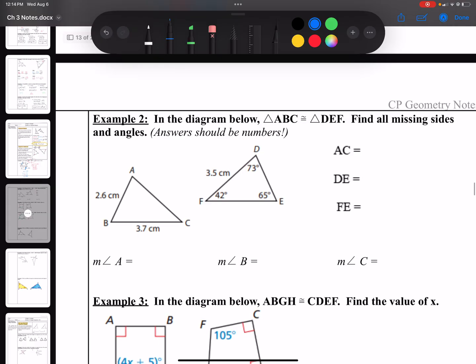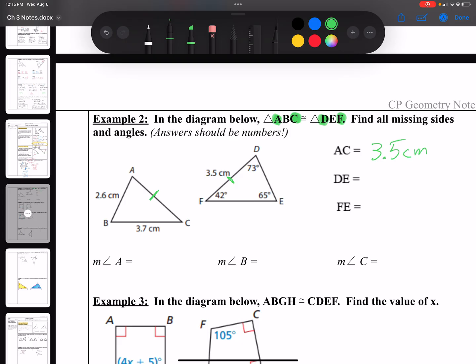In the diagram below, triangle ABC is congruent to triangle DEF. Find all the missing sides and angles. Your answers should be numbers. Okay, so let's take a look here. First things first, why don't we go with AC? That's listed first. AC is the outer two letters here. What are the outer two letters here? DF. So AC has to equal DF, which is 3.5.